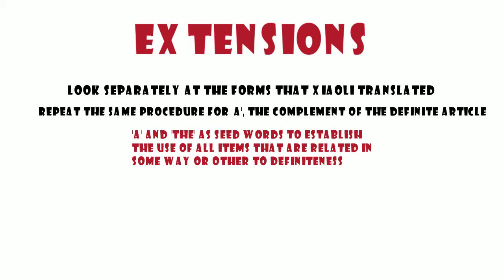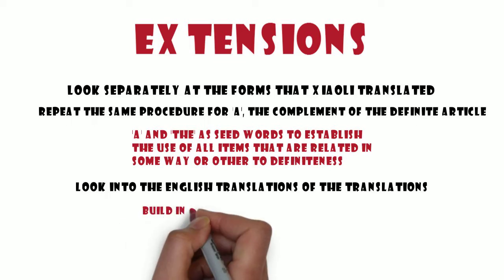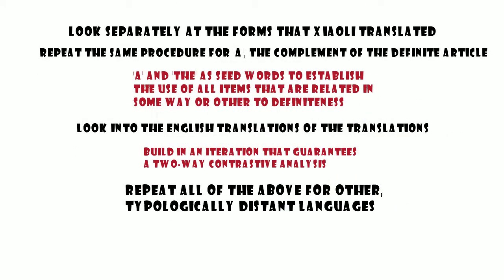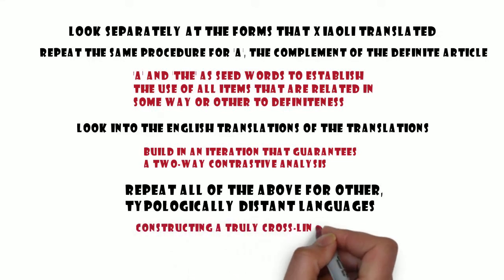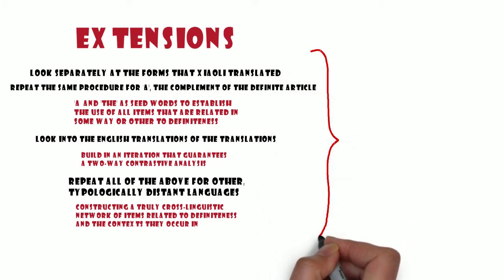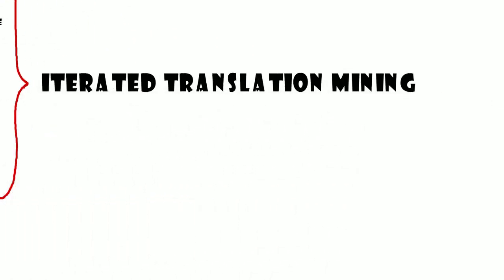Pushing things even further, he could have looked into the English translations of the translations of "a" and "the" to establish all items that are related in some way or other to Mandarin definiteness. Jeff would then have built in an iteration that guarantees a two-way contrastive analysis. With the right friends, Jeff could even have looked into translations of "a" and "the" and the relevant Mandarin forms in other typologically distant languages, performed the relevant iterations, and established a truly cross-linguistic network of items expressing definiteness and the contexts they occur in. All these extensions are incorporated into iterated translation mining that still goes one step further.